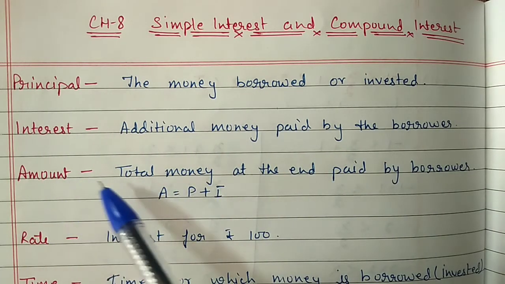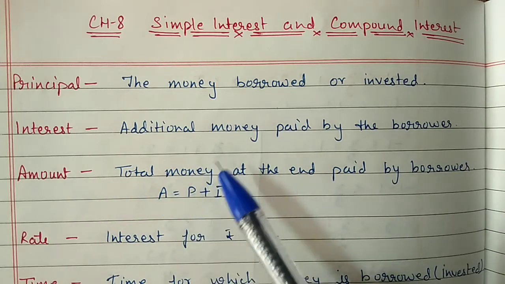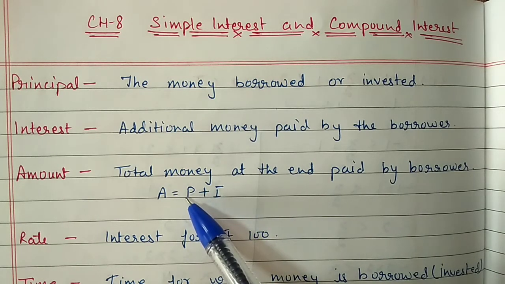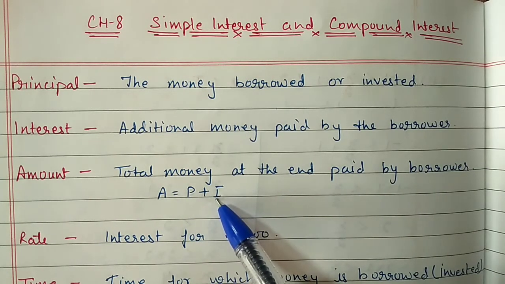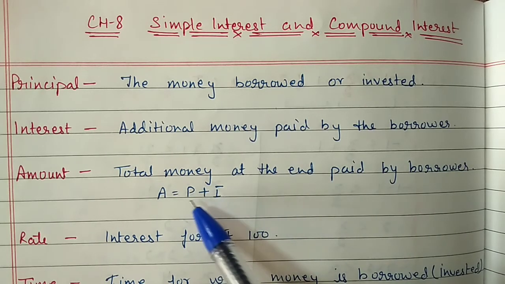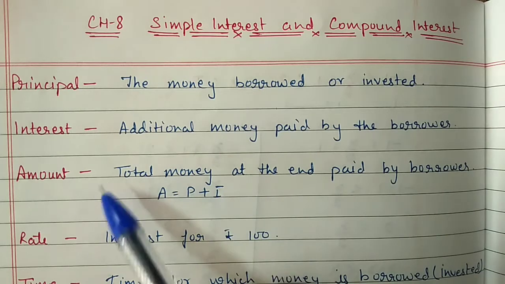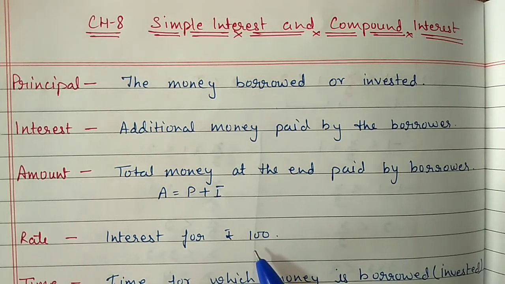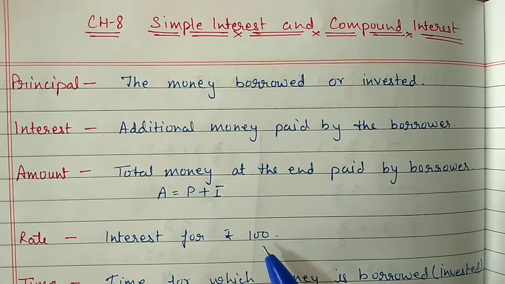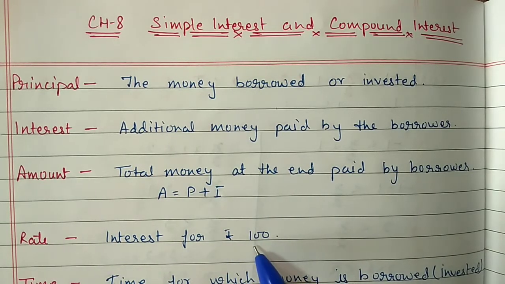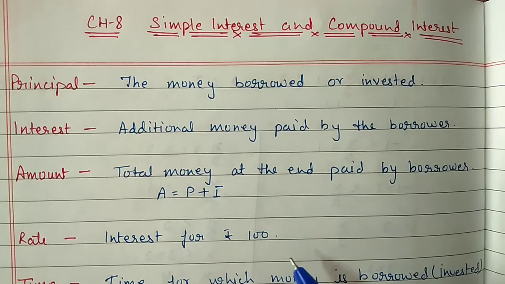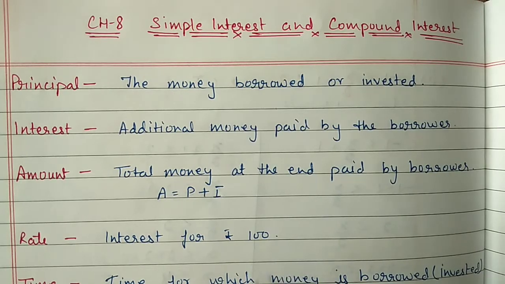Next thing is amount. The total money finally when you return. Suppose you have borrowed some money, so at the end you will return the amount which you have taken and then you have to pay some extra money also. So the sum of principal and the interest we will call amount. And then rate of interest. Rate of interest means the interest for 100 rupees, because it is very difficult to calculate for different amounts. So we have fixed the rate of interest, always according to 100 rupees, and then according to how much we are borrowing or investing, we can calculate.